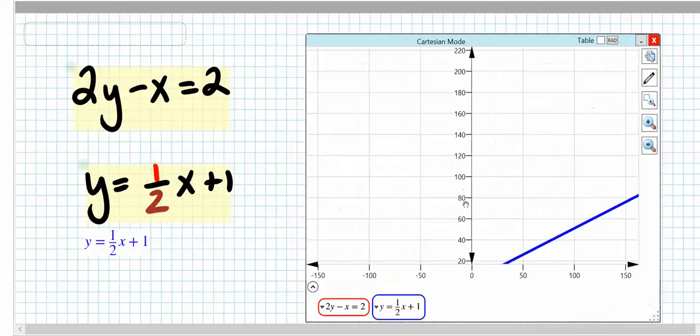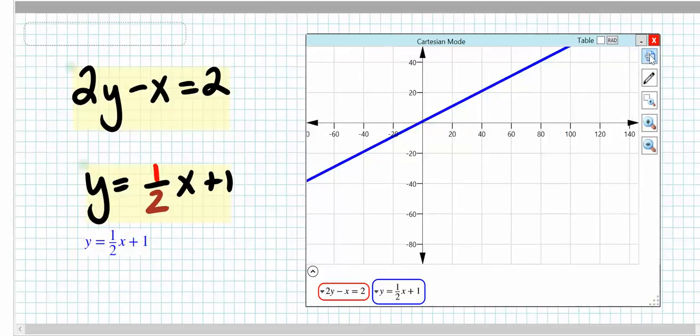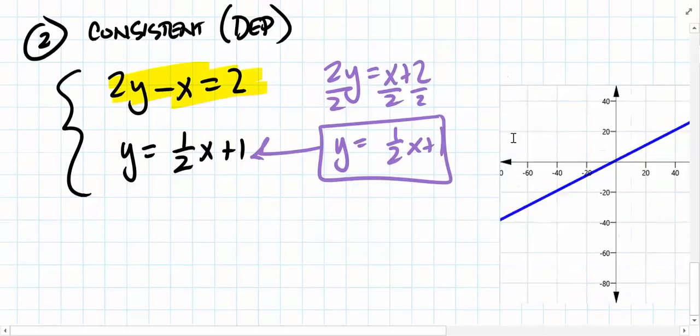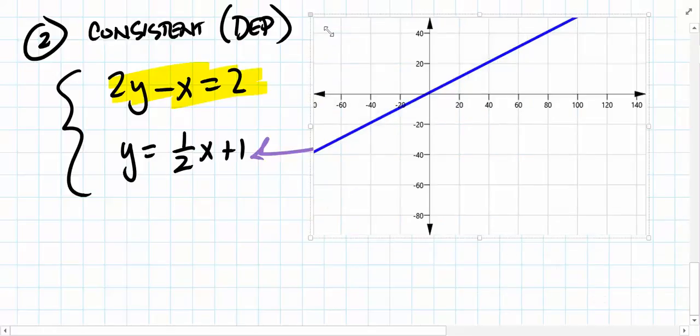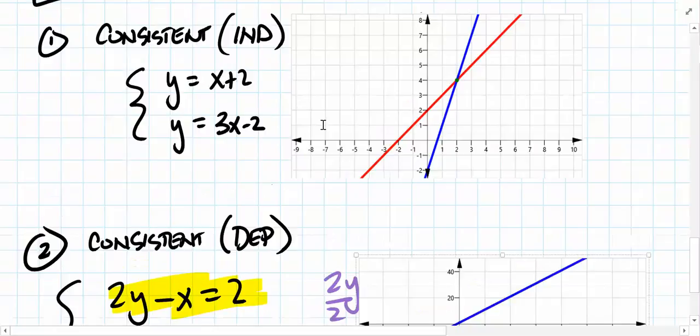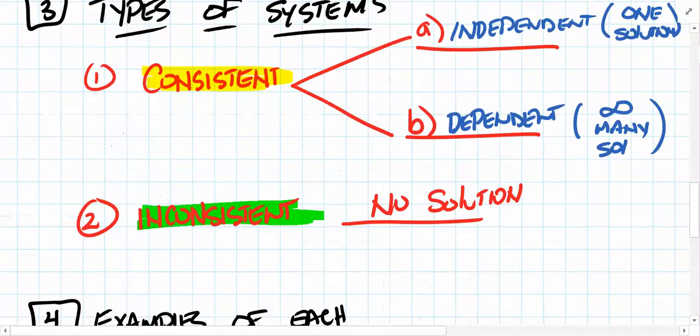So let's take this and bring it over to our notes so we can do a little comparison here. What's the difference between this graph that we've just looked at and the one before it? They're both consistent, but what's the difference? There you go. So that's what I meant back over here when I talked about one solution versus infinitely many solutions. Do you understand now? All right, the world makes sense.